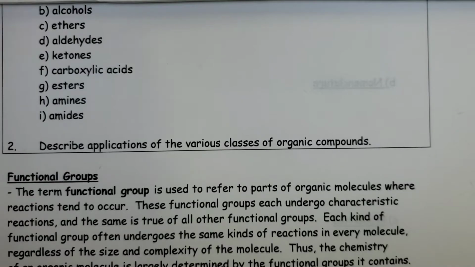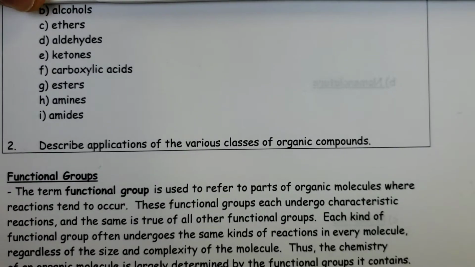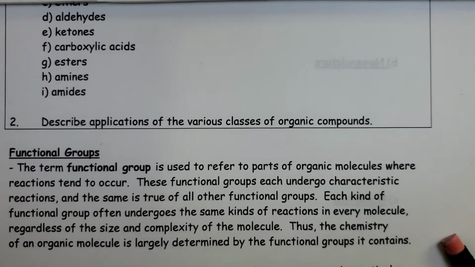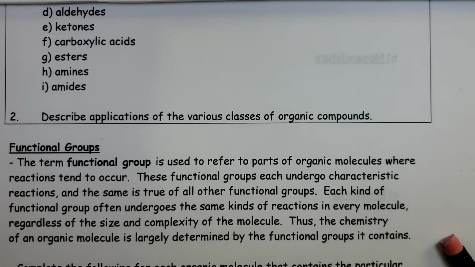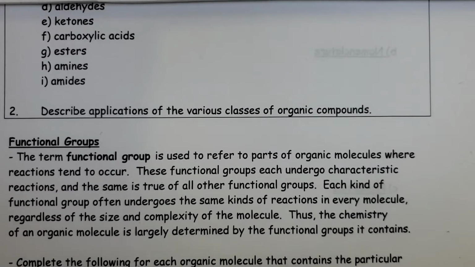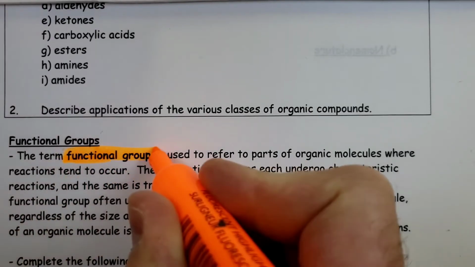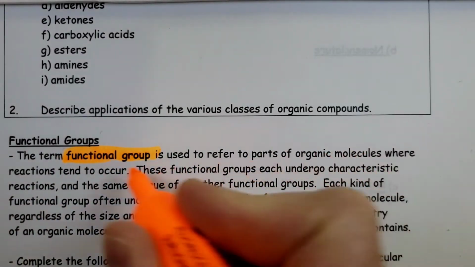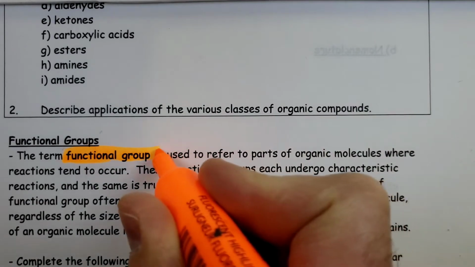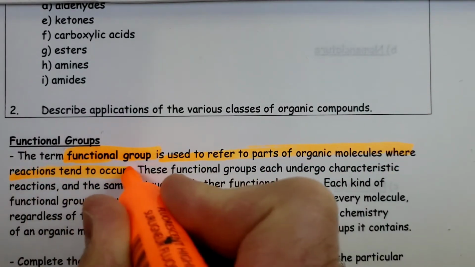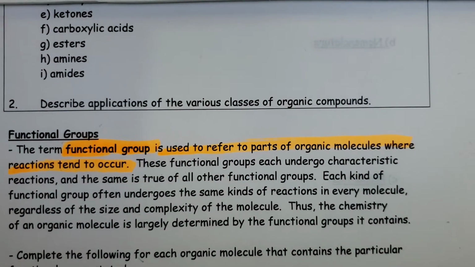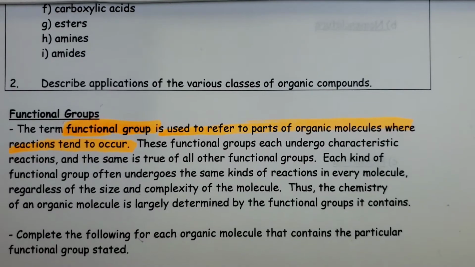If you look down on this sheet, the term functional group is used to refer to parts of the organic molecules where reactions tend to happen. So early on we talked about that: how a molecule functions depends upon its functional group. Those are the areas that tend to undergo reactions.